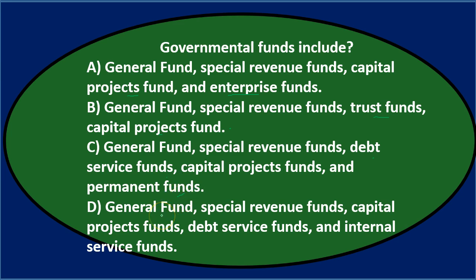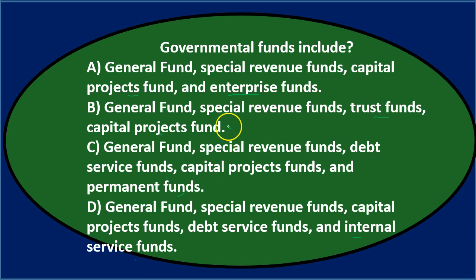And then D says the general fund, the special revenue fund, those are in all of them. Capital projects funds, I'm pretty sure that one is in many of the answers, which is usually an indication. And then the debt service fund, which is in 2 of these answers, and the internal service fund. That's kind of a new one. So you'd want to go through these ones that are going to be different if we didn't know exactly which is going to be the right one.